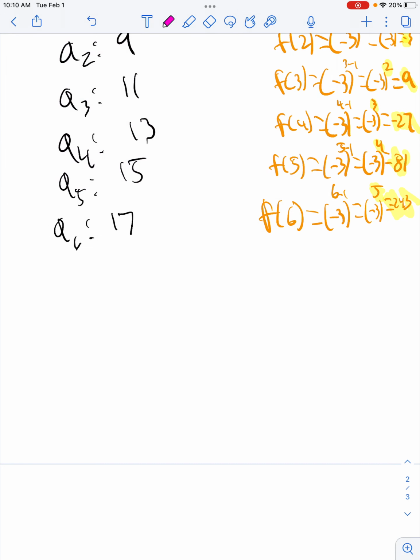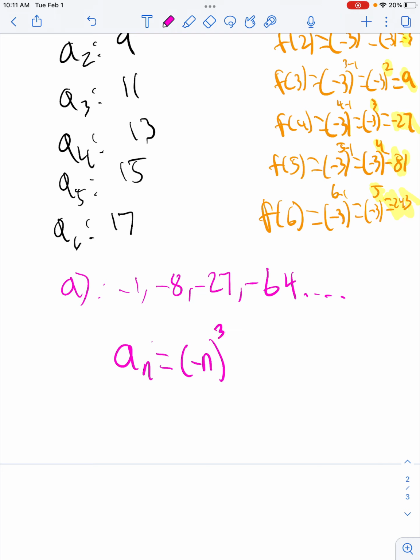So again, there are different types of questions I'm going to ask. I'm going to ask you to create rules and describe patterns. So if we had the sequence negative 1, negative 8, negative 27, negative 64, I would say, can you write a rule for this? Well, I noticed that 1, 8, 27, 64 are numbers that are cubed. If I took 2 cubed, I would get 8. If I took 3 cubed, I would get 27. If I took 4 cubed, I'd get 64. But these are negative. So my rule would be a sub n equals whatever n is, negative: negative 1, negative 2, negative 3, and I'm going to cube it. That's how I would write that rule, because I noticed these are different numbers to the power of 3.